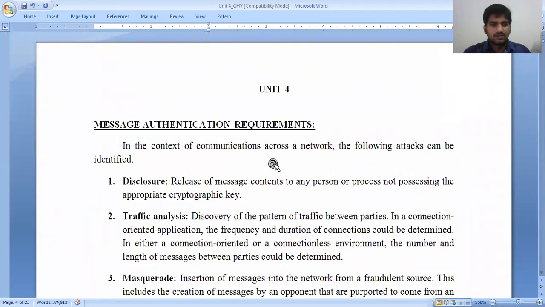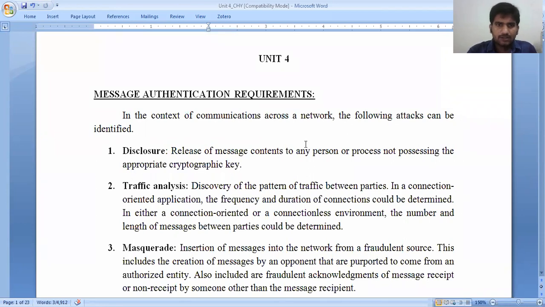So this is the total document about the fourth unit. First we saw the same thing. Many things we covered only through the PPT. Meanwhile, I need to cover them once again from the exam point of view. So what are the message authentication requirements? Why do we want message authentication?